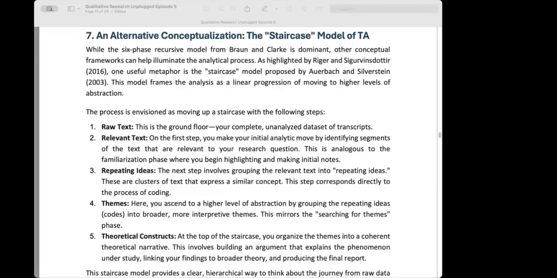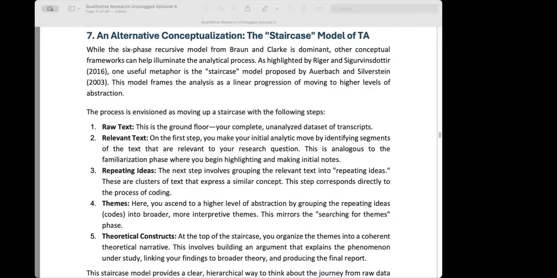What's the ground floor? Step 1. Raw text. This is the ground floor, the starting point. It's your complete, unanalyzed data set of transcripts. It's the untransformed reality of your collected data, exactly as it was recorded and transcribed, with all the hesitations, and maybe transcription notes. In the case of Maria, it's her full, unedited interview transcript. Okay, the starting point. Step 2.